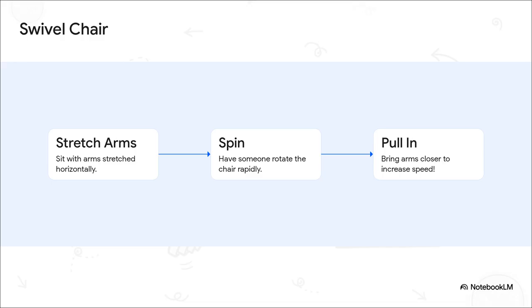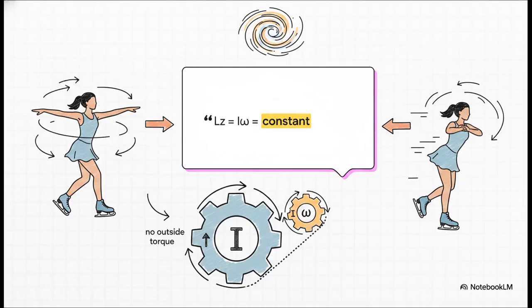Okay, now violently pull your arms tightly into your chest. Without anyone pushing you again, you are suddenly going to spin so much faster. Your body just practically demonstrated this law of physics in real time. But why exactly did that happen? It all comes down to this core mathematical rule.